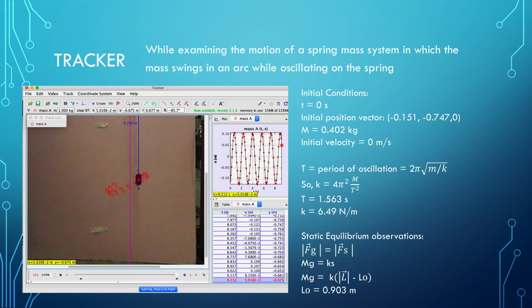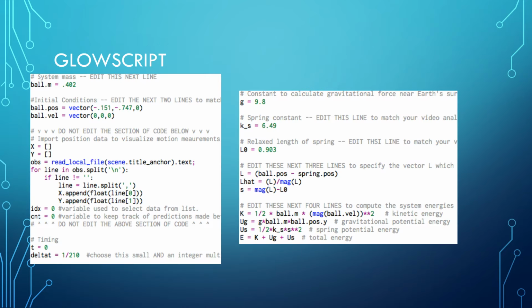Then our F net is going to be equal to 0, so the static equilibrium observations are shown here to find the relaxed length, which is 0.903 meters. And here are just some manipulations in our GlowScript code, like we had to change the mass of the ball to 0.402 kilograms. We had to type in our initial vectors, and we had to type in some of the formulas, and we wanted to compute the kinetic energy and all that good stuff for our results.